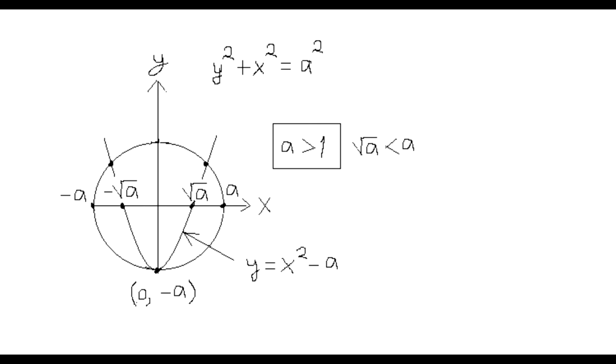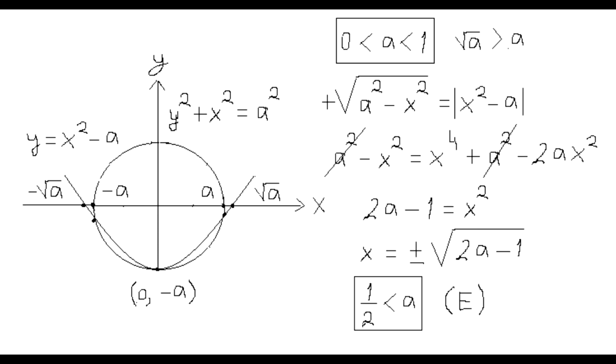If a is greater than 1, then plus square root of a is less than a, which means that the parabola crosses the x-axis inside the circle. Since the parabola's branches are oriented upward and they extend to infinity, they must cross the circle at 2 additional points, so that the total number of points of intersection is 3.